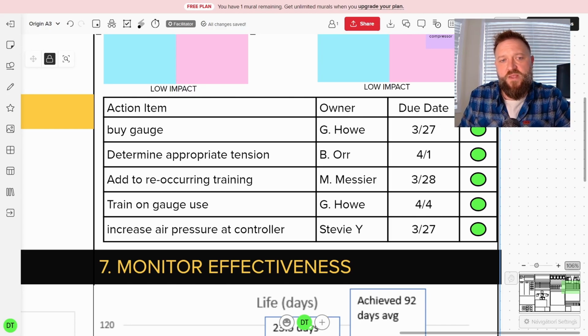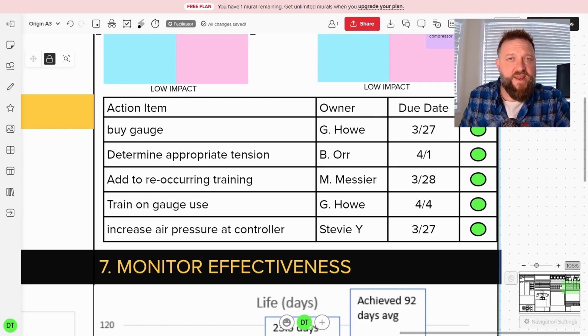So for example, let's look at the first one, buy a gauge. So that's the action item. The owner is G Howe. So G Howe is one owner, and he is not a team, he is not a group, he is not a department. If everyone owns something, nobody owns it. So we have a single owner in this spot. The due date for this would be March 27th, and the status is green. The next one would be determine appropriate tension by B or, and he is to have that completed by 4/1.